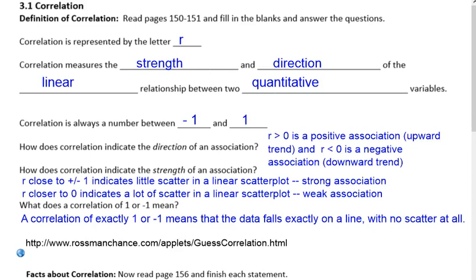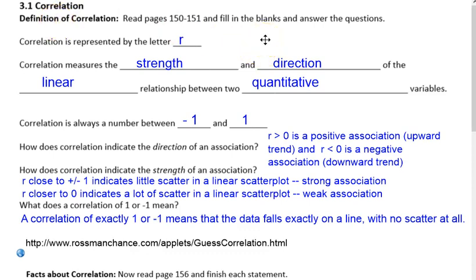I want to quickly run through some important concepts about correlation that are mentioned in your book. First of all, correlation is represented by the letter R. I made a point of this because you are going to later learn about two other R words, regression and residuals. And once students hear the words regression and residuals, they often think R stands for something different than correlation. So remember, R goes with correlation.